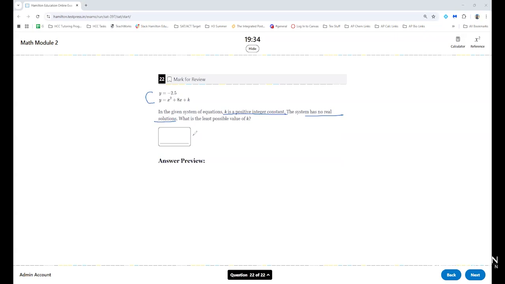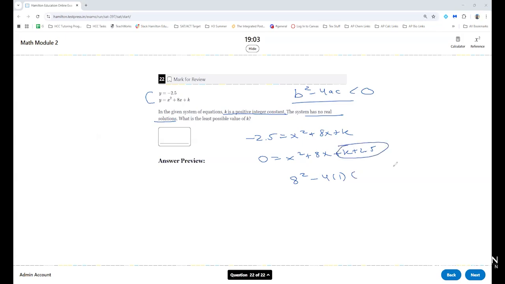Well, whenever we have a system of quadratic equations with no real solutions, we want to be thinking of the discriminant, which is b squared minus 4ac. And then because there's no real solutions, we want it to be less than 0. So let's set it up. First off, we're going to substitute -2.5 in for y, set equal to 0. And now we do the discriminant. So b squared is 8 squared minus 4 times 1 times all of the constant terms. So that's going to be both the k and the 2.5. And we set that less than 0.